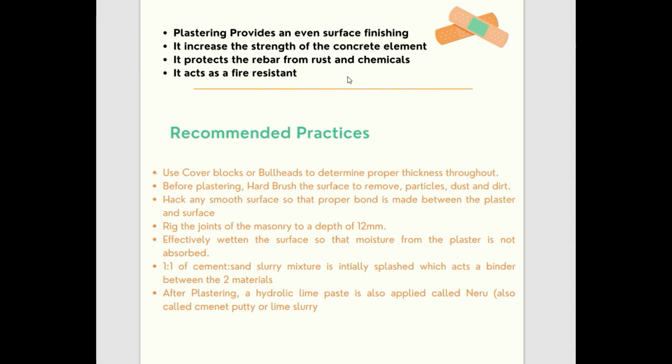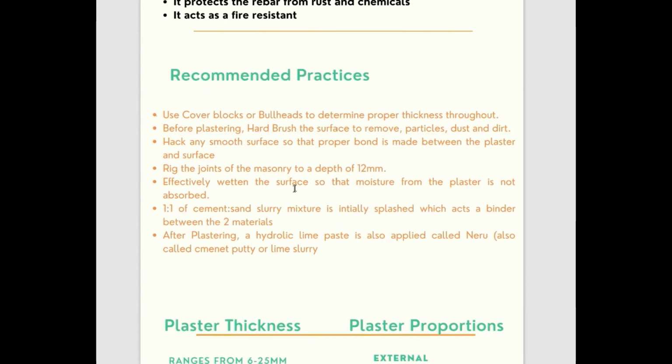So, what are the recommendations or practices when it comes to plastering works? What do we have to keep in mind? So the first point is that use cover blocks or bullheads to determine the proper thickness throughout the element. So use cover blocks and bullheads so that the thickness is even throughout the element.